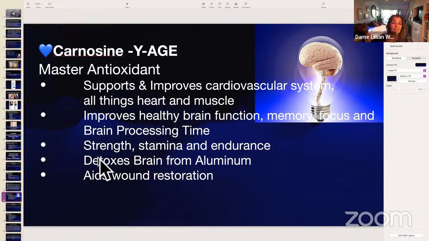This patch, because it has to do with all things related to heart and muscle, increases your strength, your stamina, and your endurance. Our athletes and peak performers love this, as well as people who are interested in reverse aging. But it does really help a lot of repair in your body.